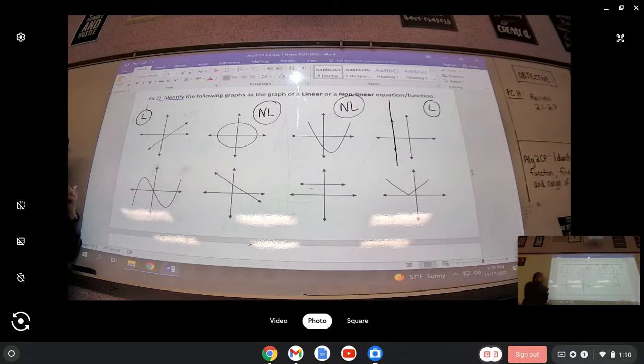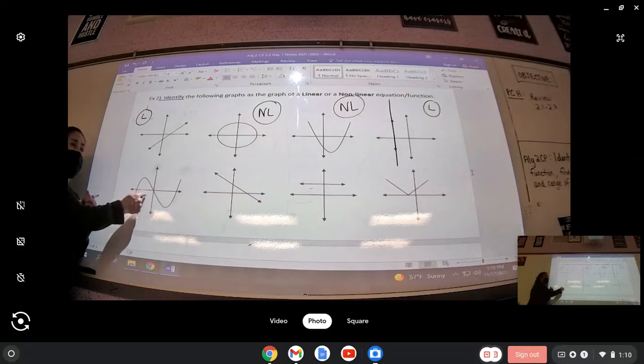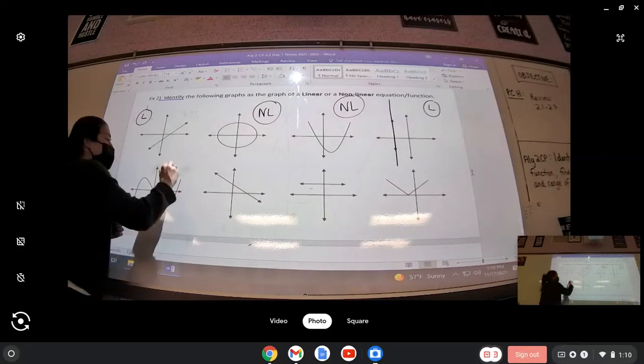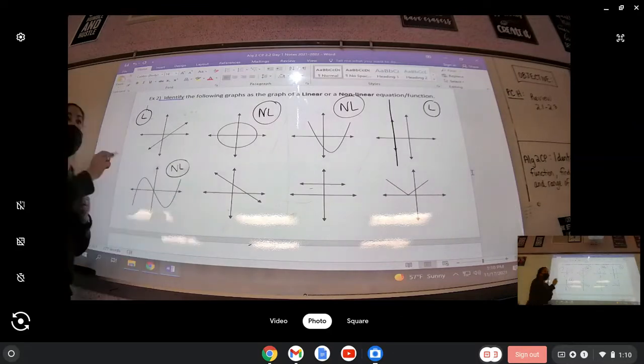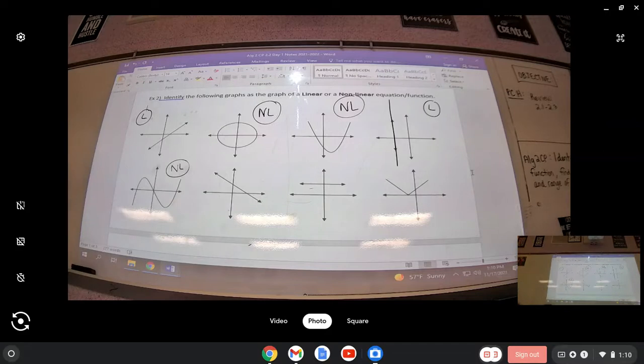We actually get these graphs from higher degree functions, like x to the 3rd, x to the 4th, and x to the 5th. We'll see these graphs in chapter 5, but it's definitely non-linear. That's not nice and straight.